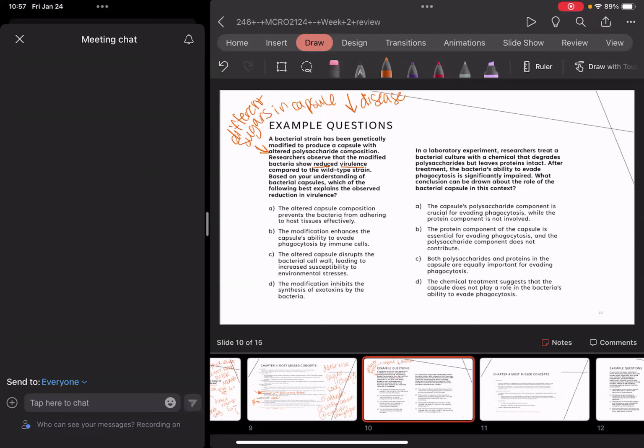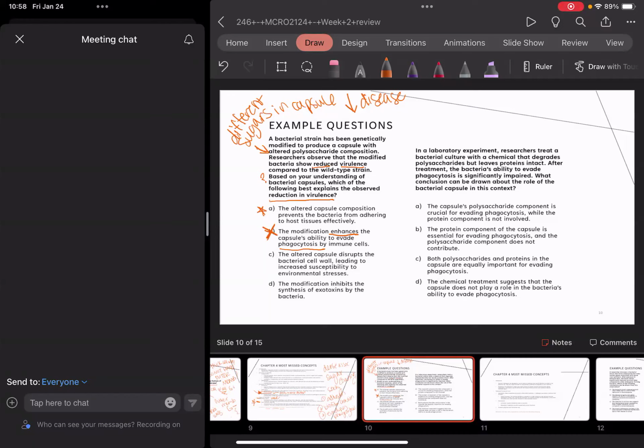Based on your understanding of capsules, so this is our actual question. Which of the following best explains the reduction in virulence? So it's asking us which of the choices would explain why we don't cause the disease as badly. Do we think it's because the altered capsule composition, the different sugars, are preventing the bacteria from adhering to host tissues? We know capsules are important for adhering, so it could be this one. This one's possible. So I'm going to put a star next to it. The modification, the changed sugars, enhances its ability to evade phagocytosis. If we're enhancing our ability to evade our immune cells, that would be increasing virulence, increasing disease, not decreasing. So it's not this one.